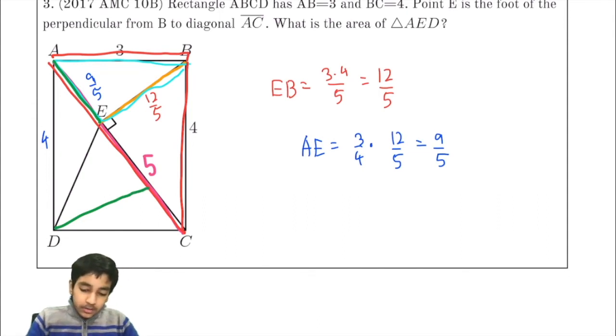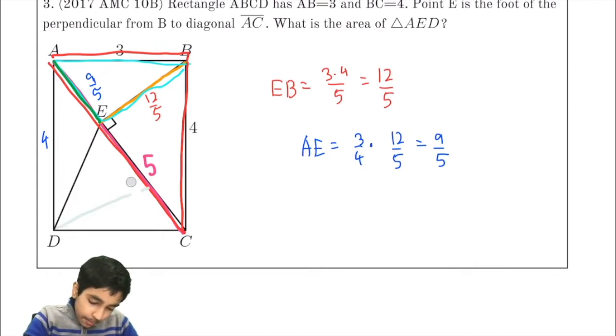Right? So what we can notice here is that in order to calculate the area of triangle AED, we just need to find the height from here. Because we already know that AE is equal to 9/5, we need to find the height of the perpendicular here. So what is the height of this perpendicular?